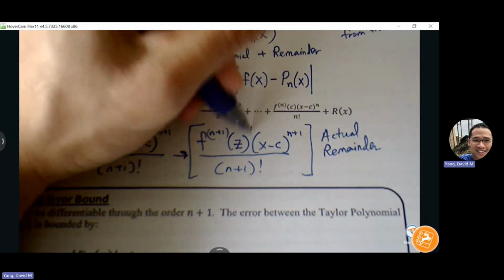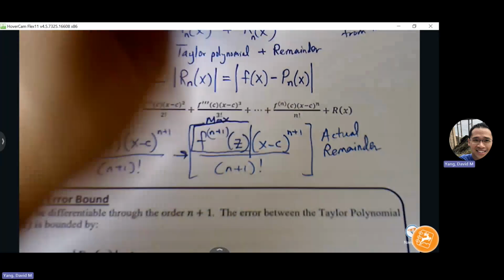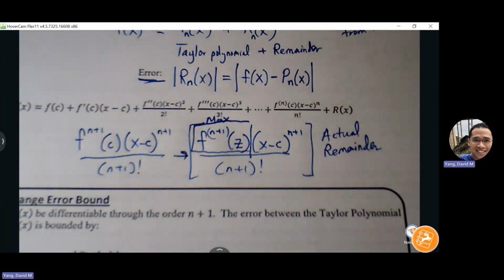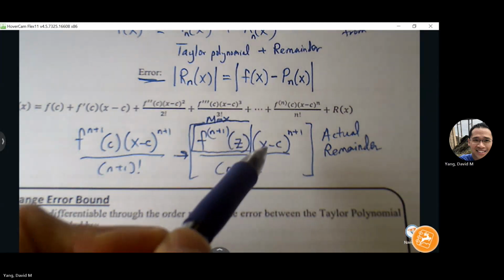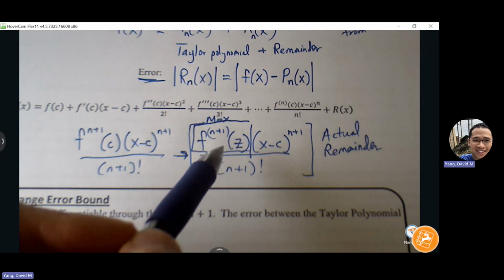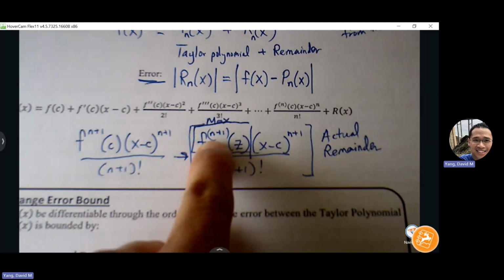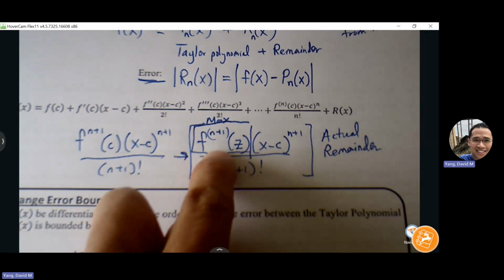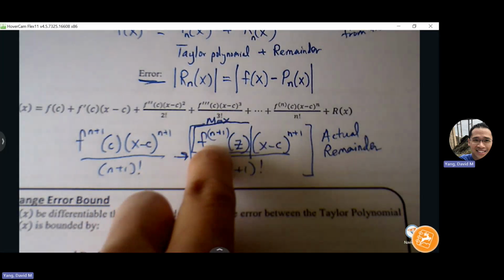So what we want to do is find the maximum value of the n plus first derivative between my x value and my center. As soon as I can find out what that value is, then I can find my error bound. The only difference from the alternating series error bound is that before, we just found the n plus first derivative. Now we have to find the n plus first derivative and do a little bit of adjusting to see what the maximum value that can come out of this is. And we only have to do two things to test what that maximum value is.